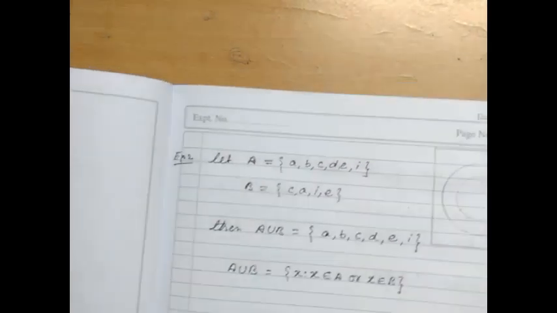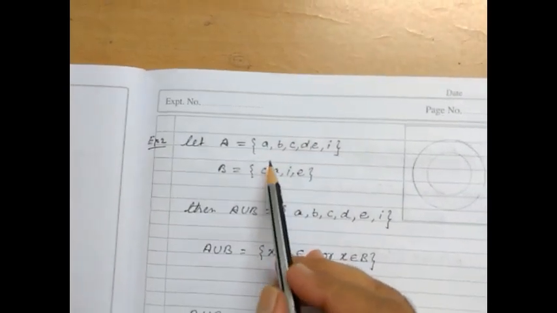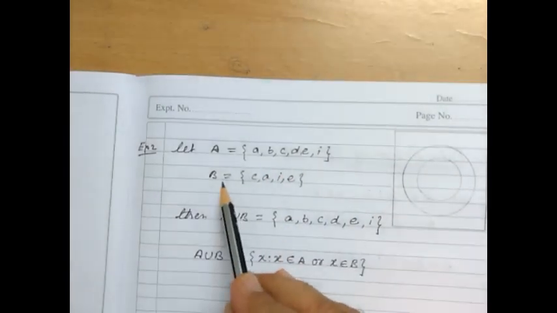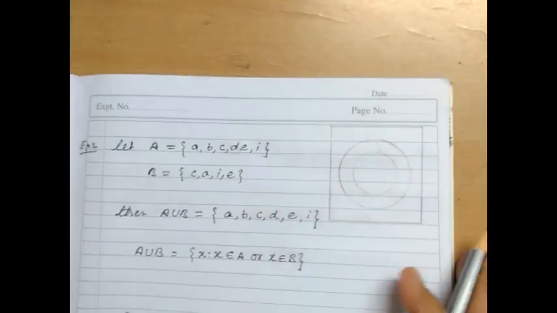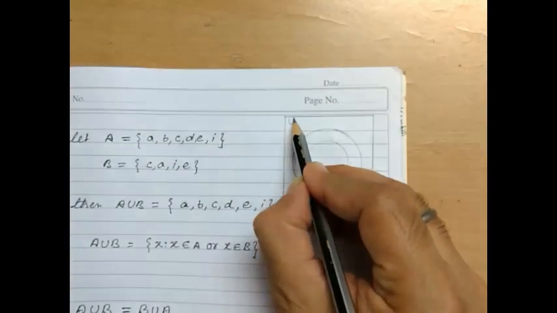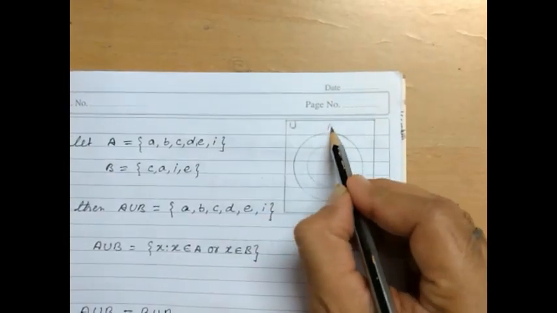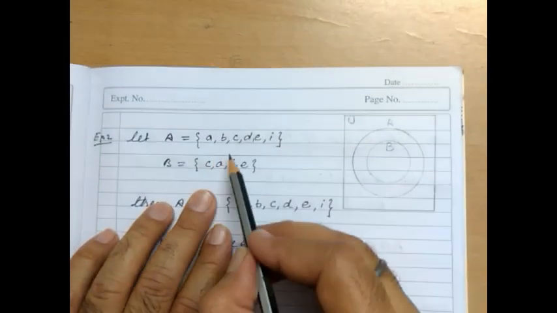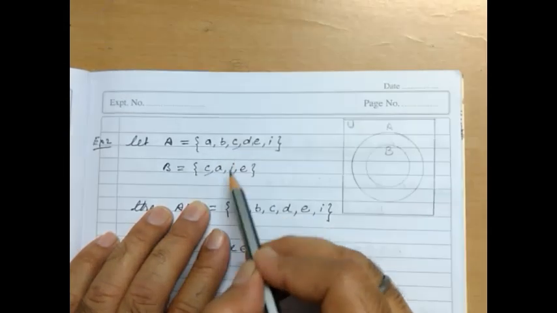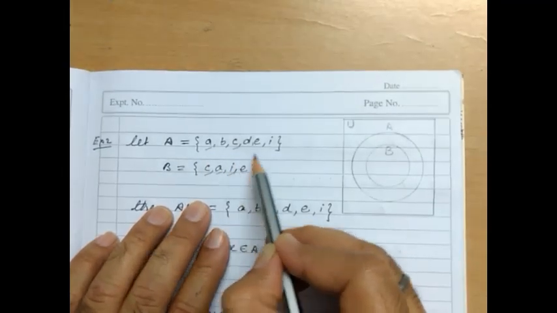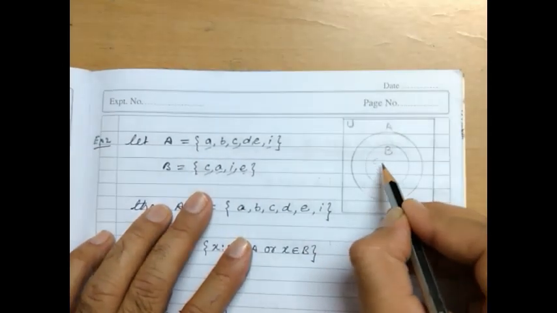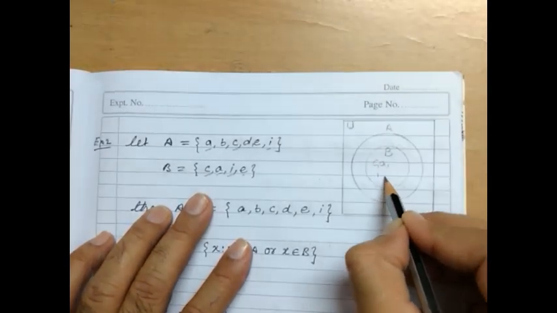Let us consider another example. Let set A be B, C, D, E and I, and B be C, A, I, E. When we represent this in a Venn diagram, this will be U, this will be your A and this will be your B. Looking at the common elements, C is common, A is common, I is common and E is common. So inside it will be written C, A, I, E.